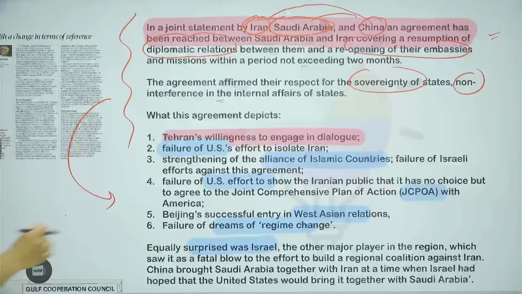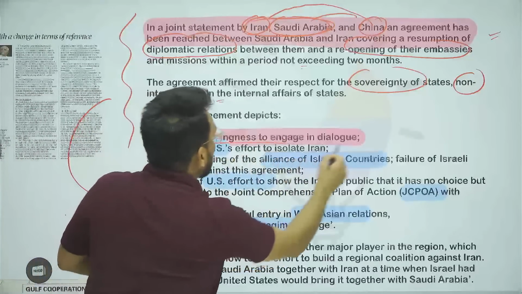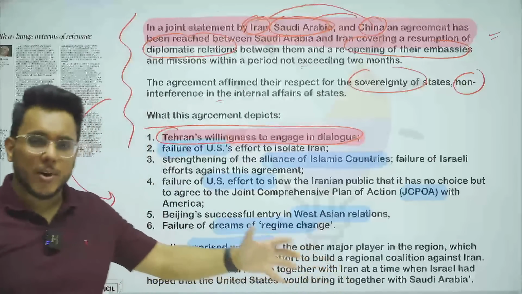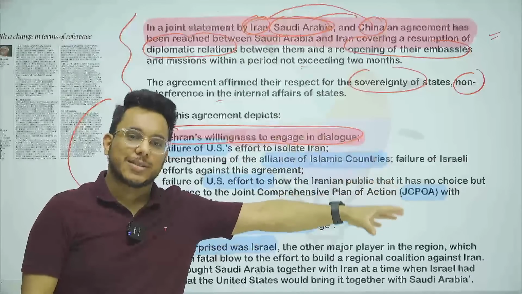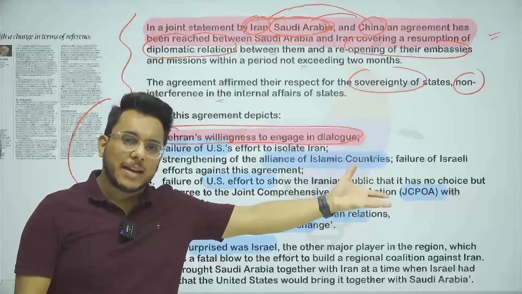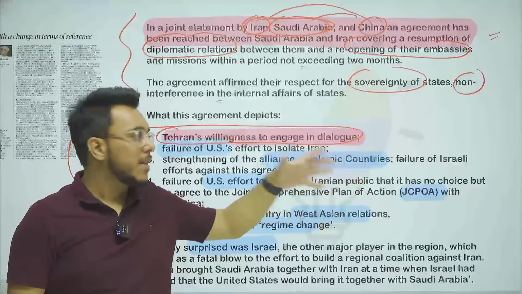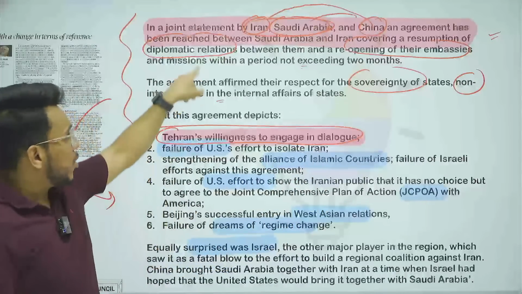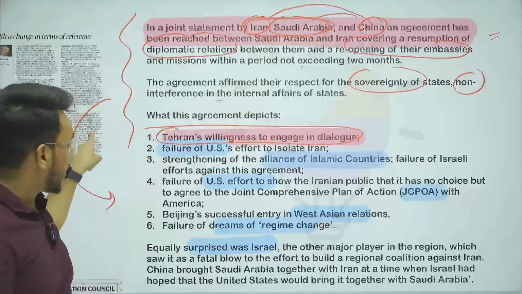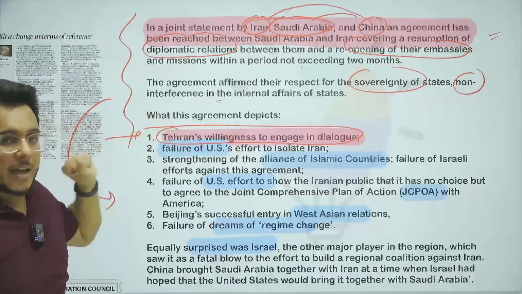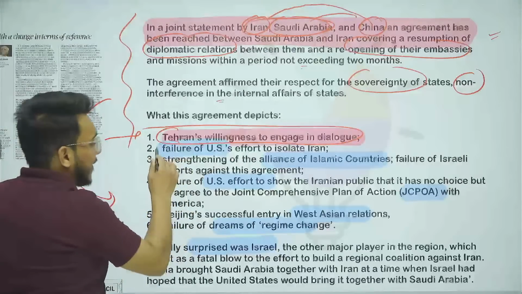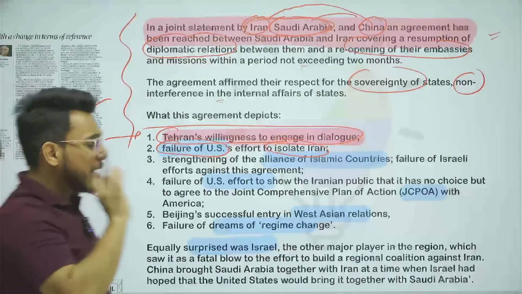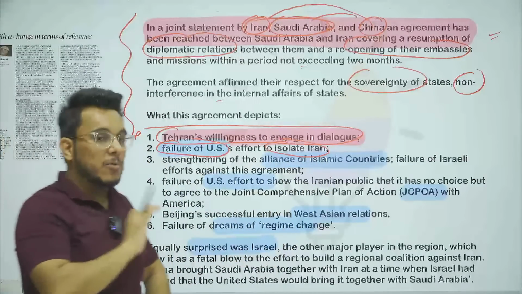Number one, it has shown that Iran is willing to engage in dialogue. Understand this thing, guys, that Iran has been secluded, placed on the sidelines because Iran is not being entertained by many countries. Now, Iran again wanted to indulge in global politics, and by normalization of relations with Saudi Arabia, it shows that Iran is willing to engage in dialogue. Second thing, it is a failure of the US to isolate Iran. Now, understand this particular thing, guys. USA has always supported the adversaries of Iran.